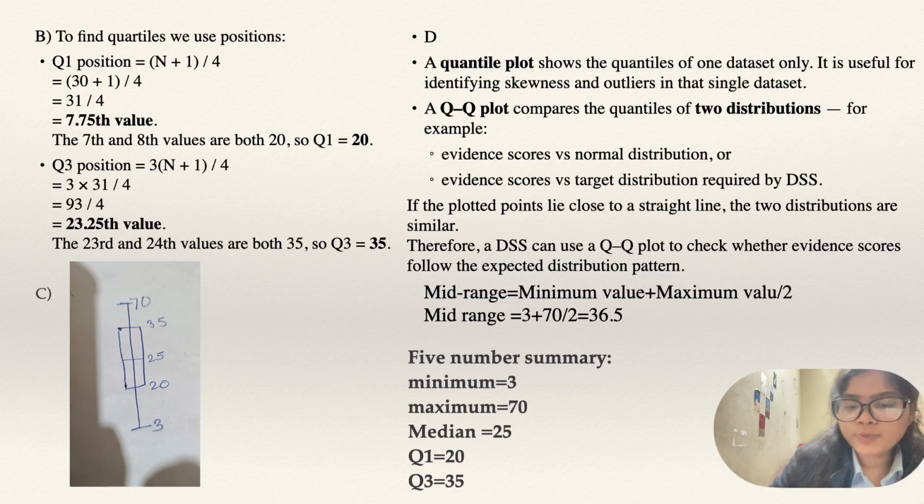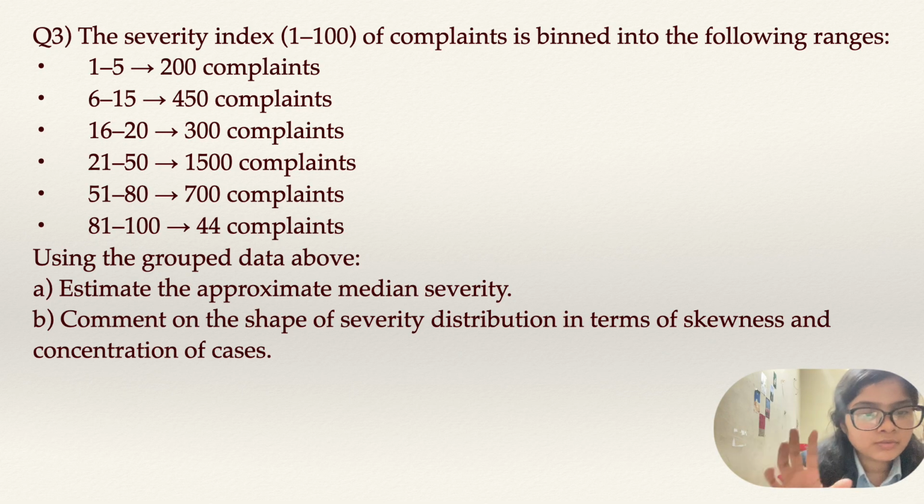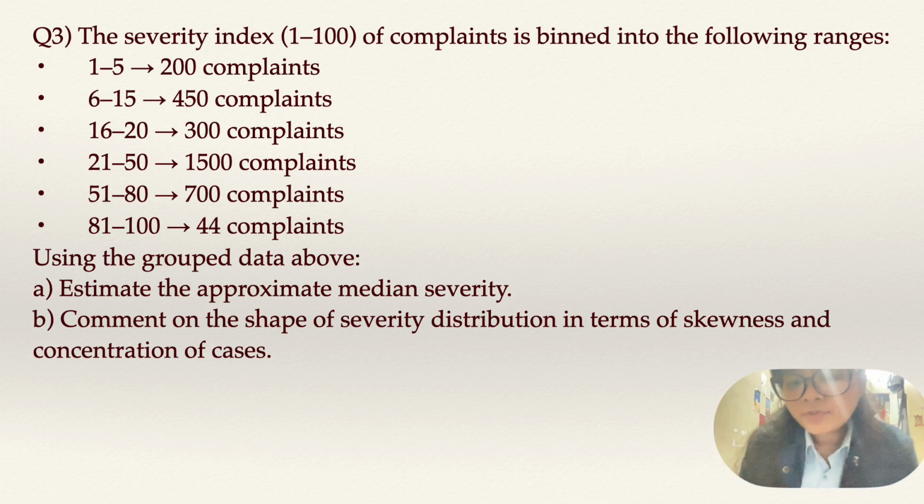Moving towards the third one, we have a data set. The severity index, 1 to 100, of complaints is binned into the following ranges. So we have ranges in which these complaints lie, and using this grouped data, we need to estimate the approximate mean severity and comment on the shape of the severity distribution in terms of skewness and concentration of cases.